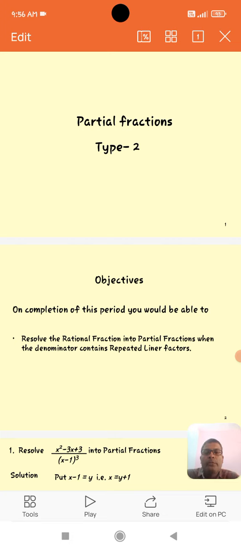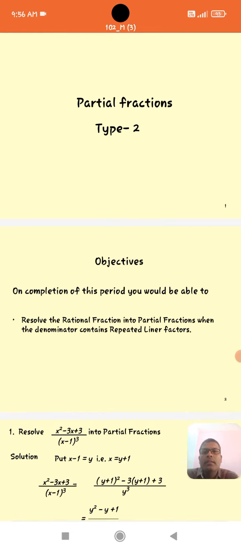Now, today we discuss repeated linear factors. This is the partial fraction of type 2, also called method number 2. The first method is what? Non-repeated linear factor. The second method is repeated linear factor. Okay?